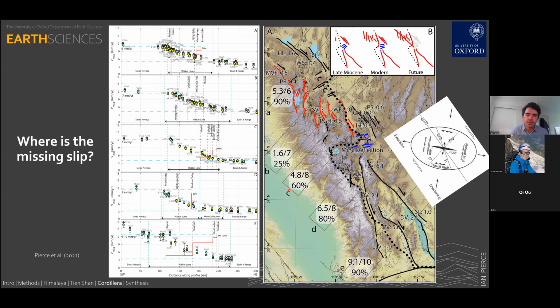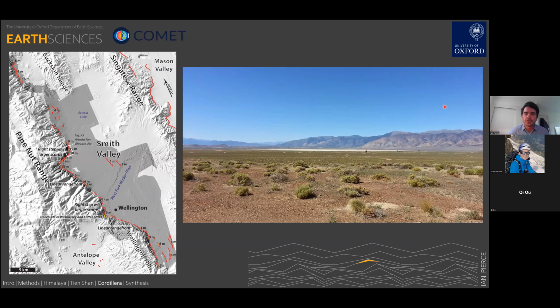If the slip isn't along strike slip faults, how is that shear accommodated? Where is that missing slip? How are we accommodating shear through here without strike slip faults? To start, I looked closely at all of the faults across this region using mostly airborne LiDAR data and field investigations. Here I provide just one example of that analysis.